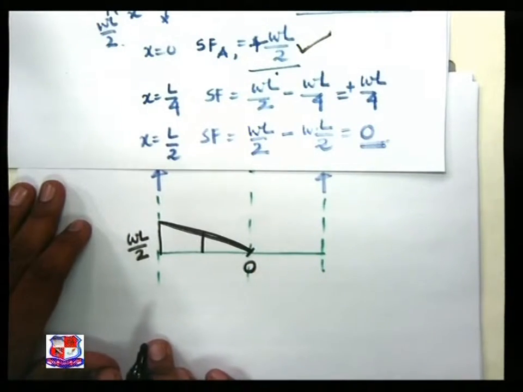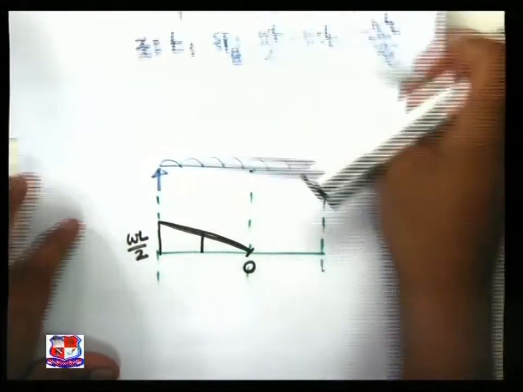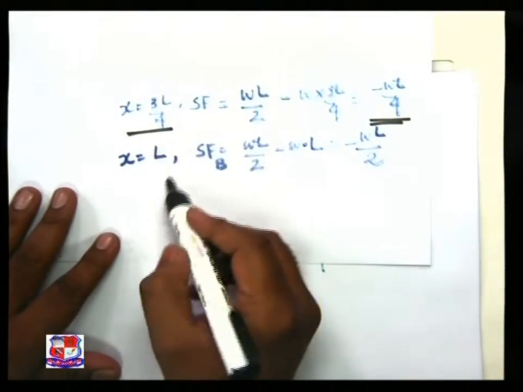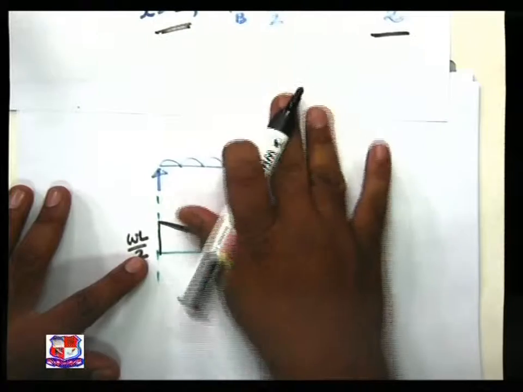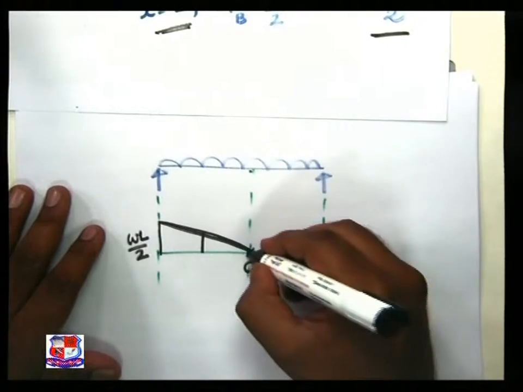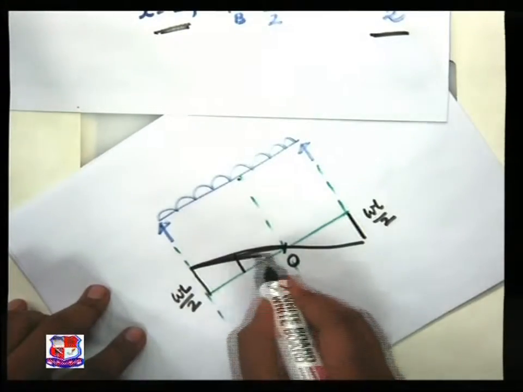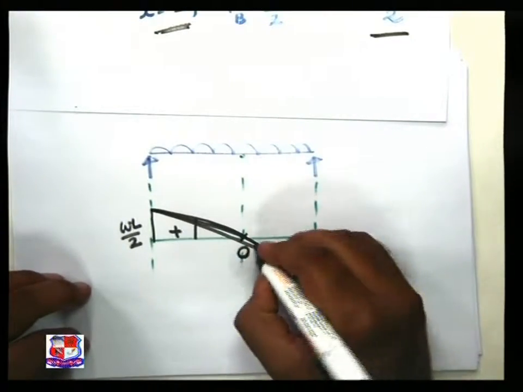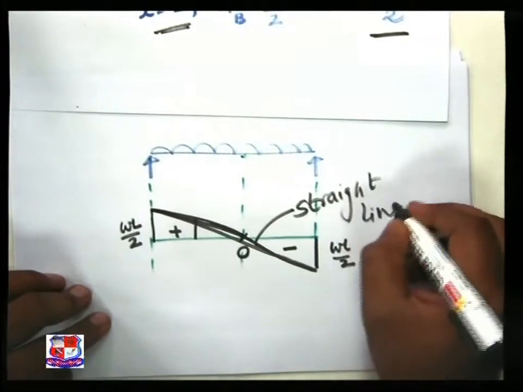If we are going to plot for the next phase after the center line, minus WL by 4 at 3L by 4, and for x is equal to L, it is minus WL by 2. So this value is WL by 2. Minus means below baseline, and joined with the help of a straight line. So this is an inclined straight line. Be careful, inclined straight line is there, minus, plus, and this variation is a straight line, not a curve.